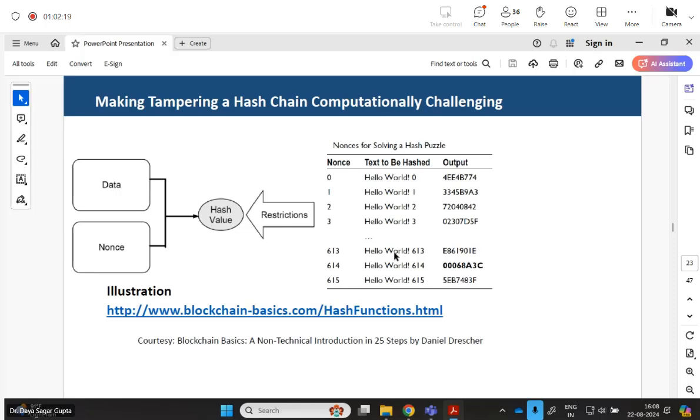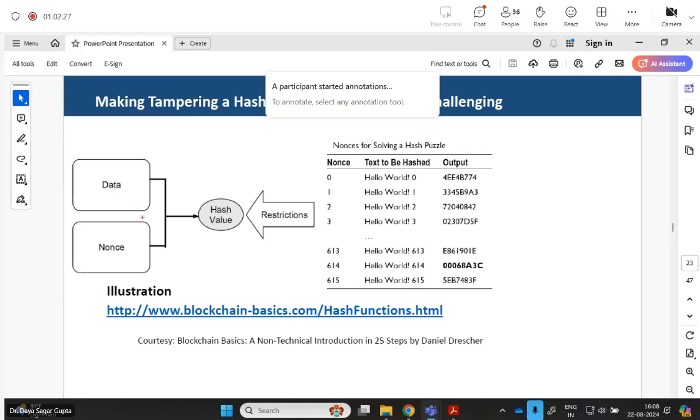But if you try to introduce something called nonce with the hash value, what it means is, along with the data, let us call it data D, we are going to concatenate some nonce. What is that nonce? Nonce is some value: 0, 1, 2, 3, 4, 5, 6. Nonce can be any value. So let us try to see what is the restriction here. Now the hash value is this.